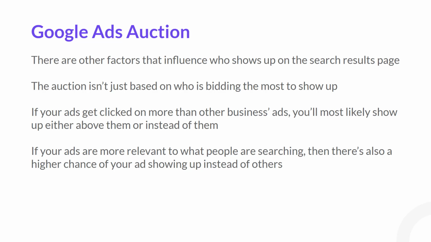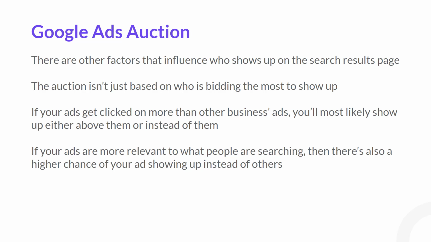So Google balances it out where, let's say competitor A is bidding $12 a click, competitor B is bidding $14 a click. If competitor A's campaign is performing better than competitor B's, it's more relevant to the searcher, there's a chance competitor A will show up above competitor B. So Google balances out what you're bidding along with campaign performance to determine how much they're going to show your ad, where they're going to show your ad, all that kind of stuff.